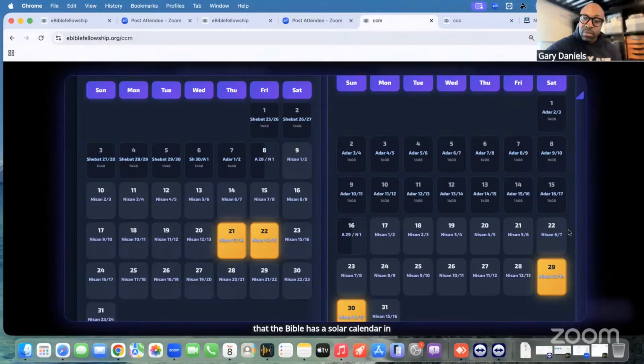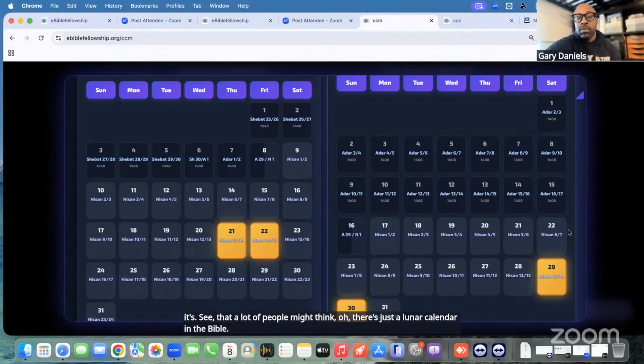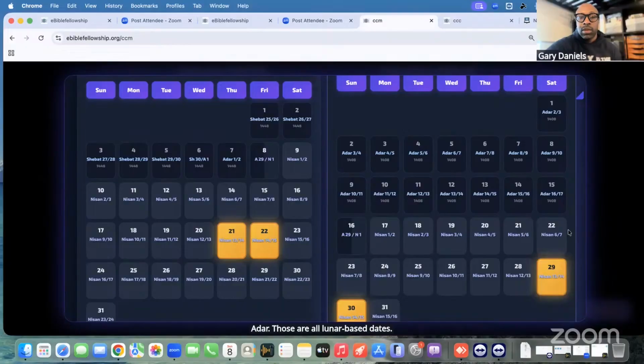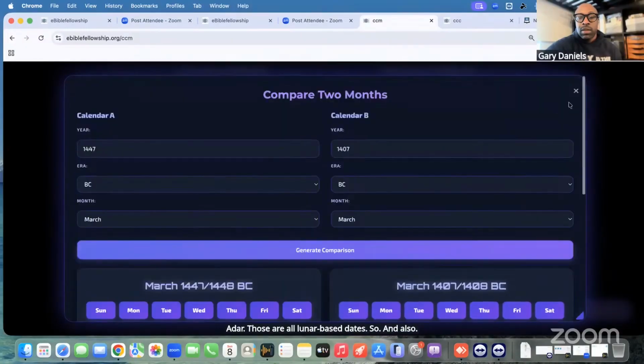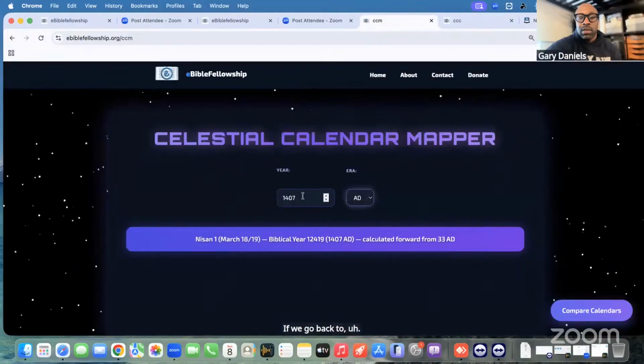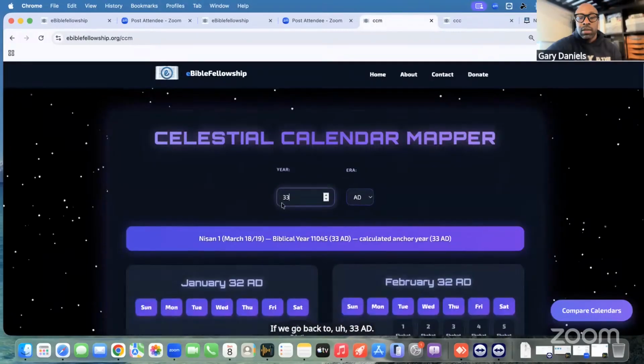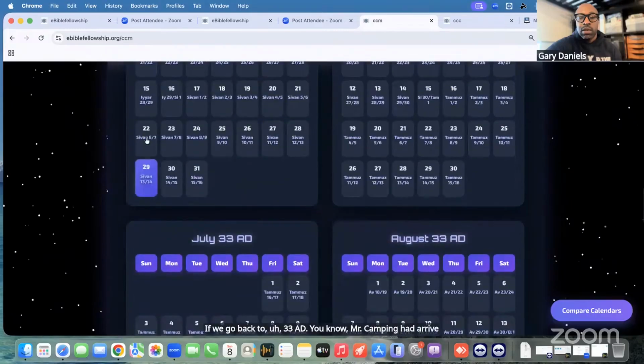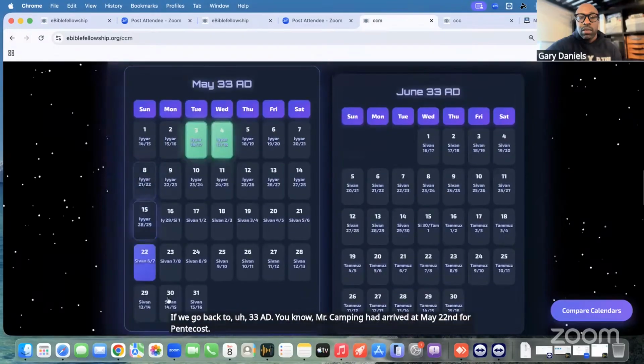Yeah. So it's really showing that the Bible has a solar calendar in it as well, not just the lunar. A lot of people might think, oh, there's just a lunar calendar in the Bible because we have all these lunar dates like Nisan and Adar. Those are all lunar based dates. And also this was used to understand, if we go back to 33 AD, Mr. Camping had arrived at May 22nd for Pentecost, which is right here.